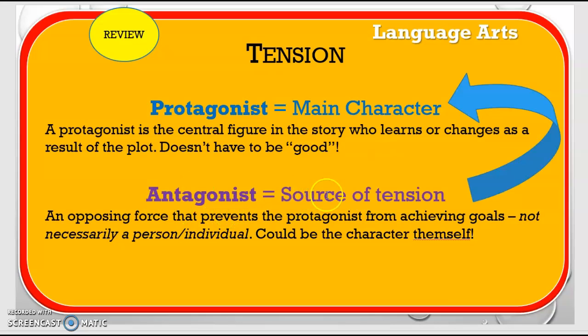The antagonist is the source of tension. So it can be a force that prevents the protagonist from achieving their goal. So it doesn't have to be a person. It could be the character themselves, right? So the tension could be an internal battle within themselves. A lot of really good stories have multiple antagonists. Often there's an external one or two or multiple, and something within the character that they're fighting in themselves.